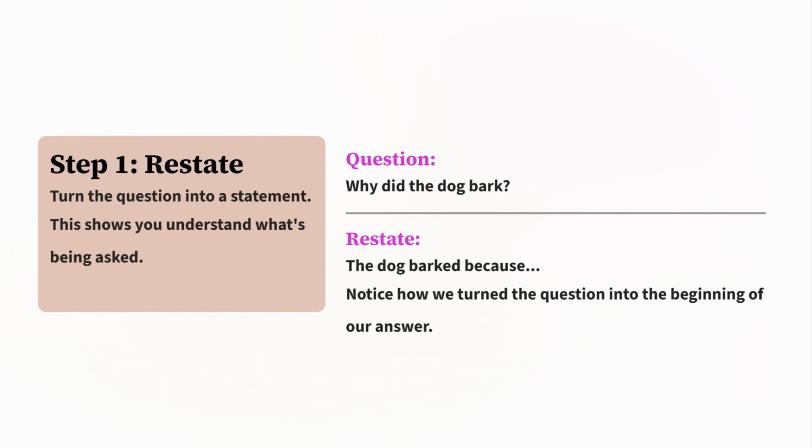Step 1, restate. Restate the question. Turn the question into a statement. This shows you understand what's being asked. If the question is, why did the dog bark? Your restating is going to look like this. The dog barked because. Notice how we turned the question into the beginning of our answer.